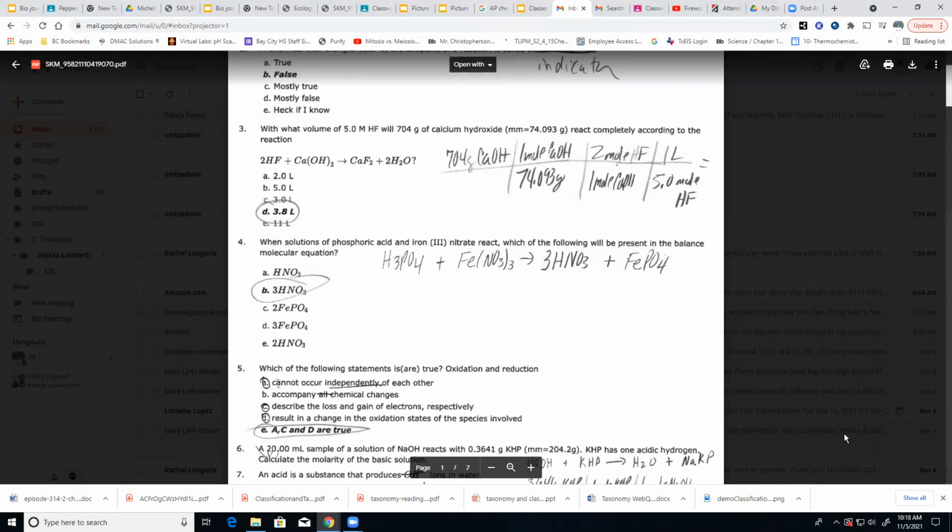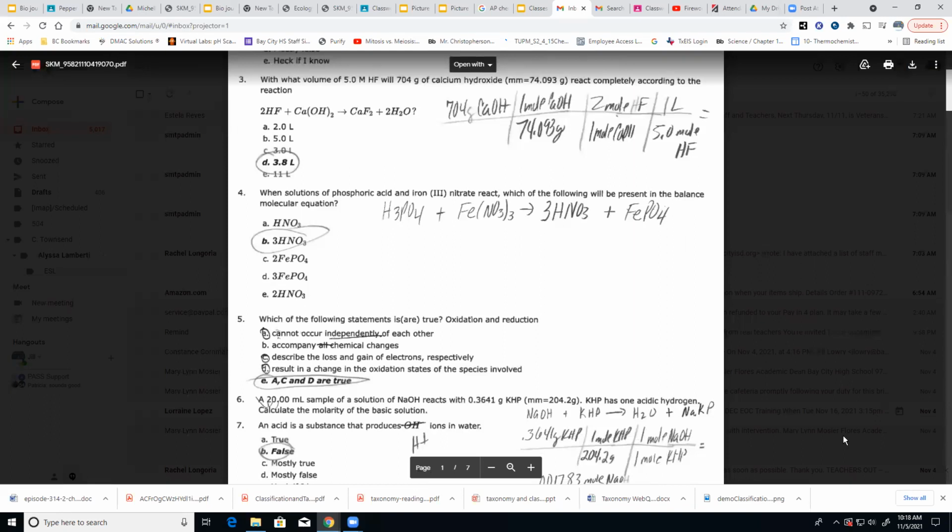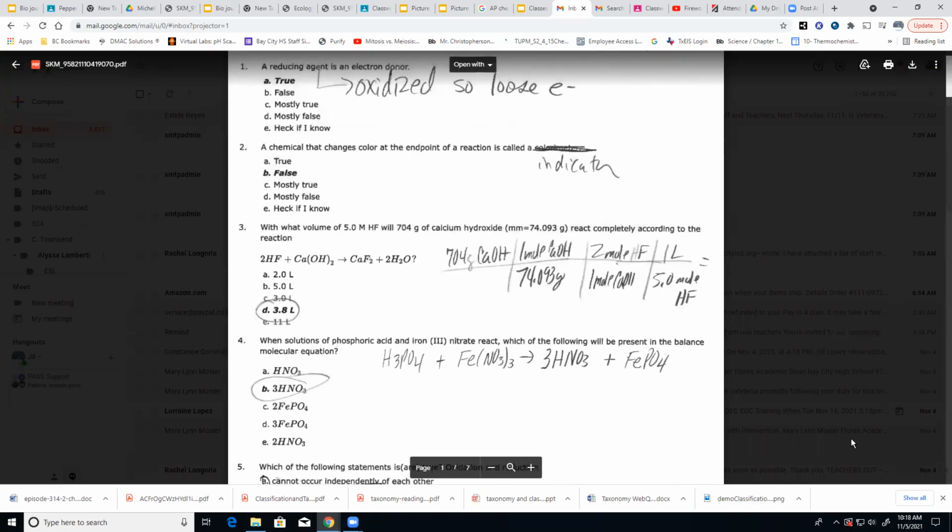And I think everybody overall did pretty good on this first page, if I can remember correctly.